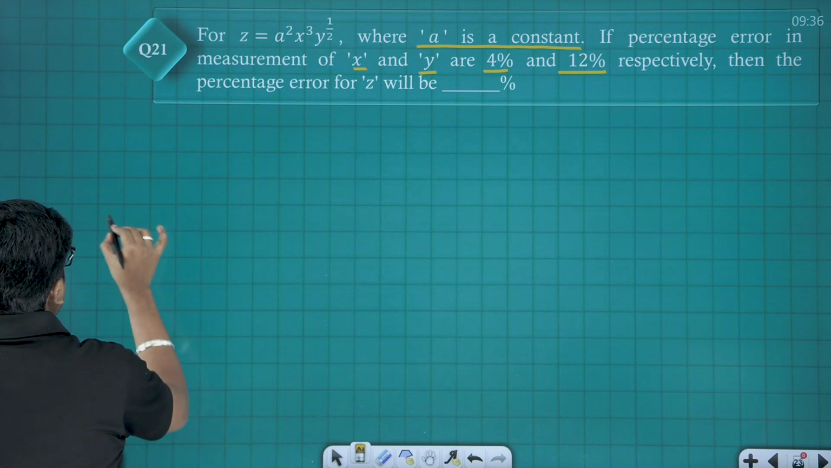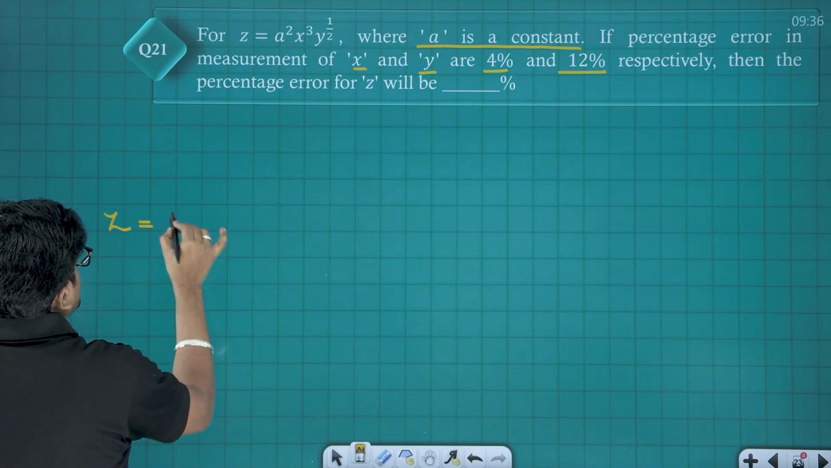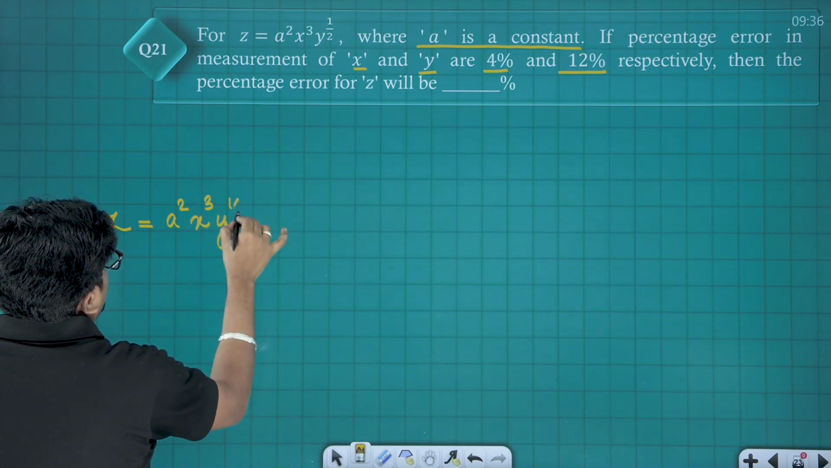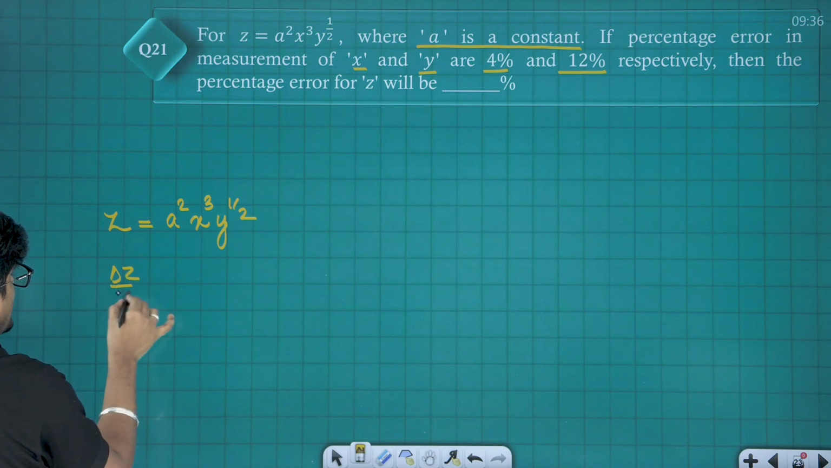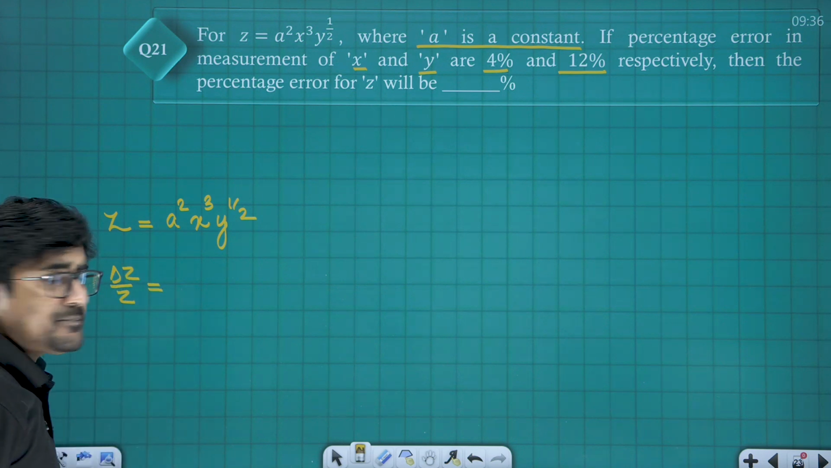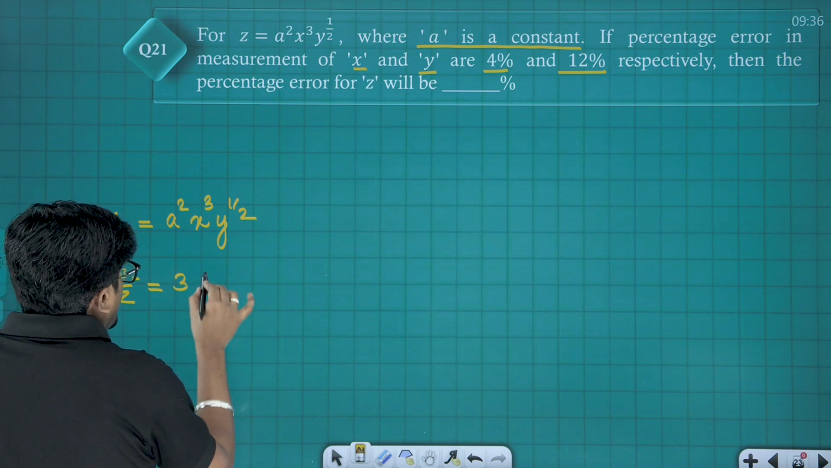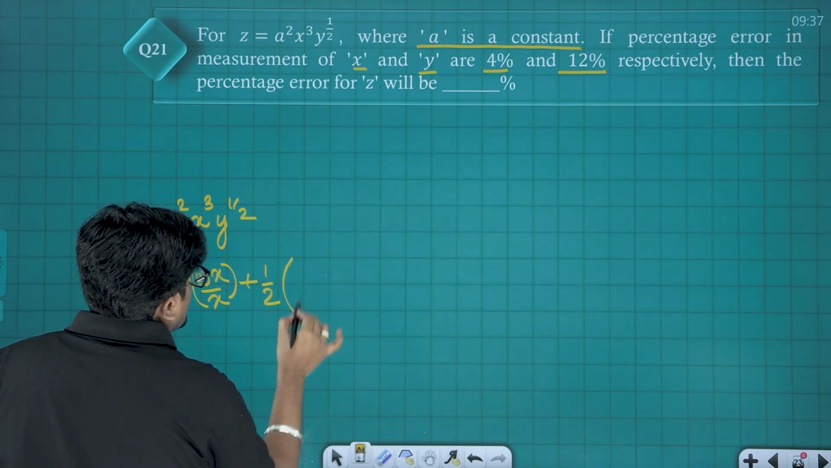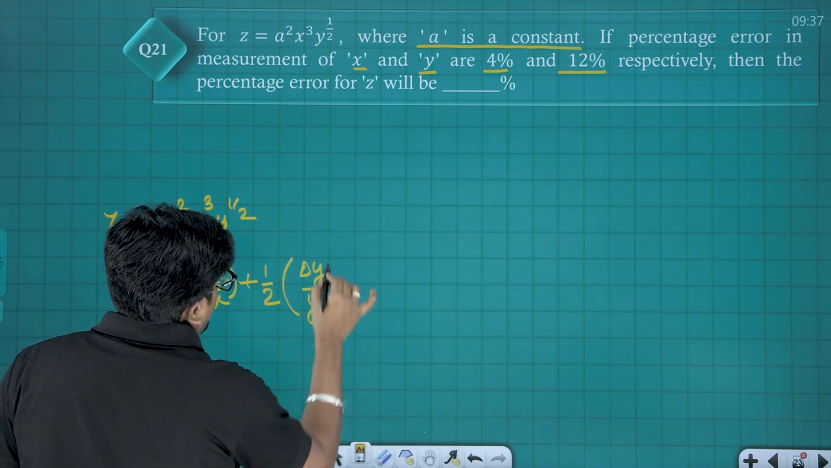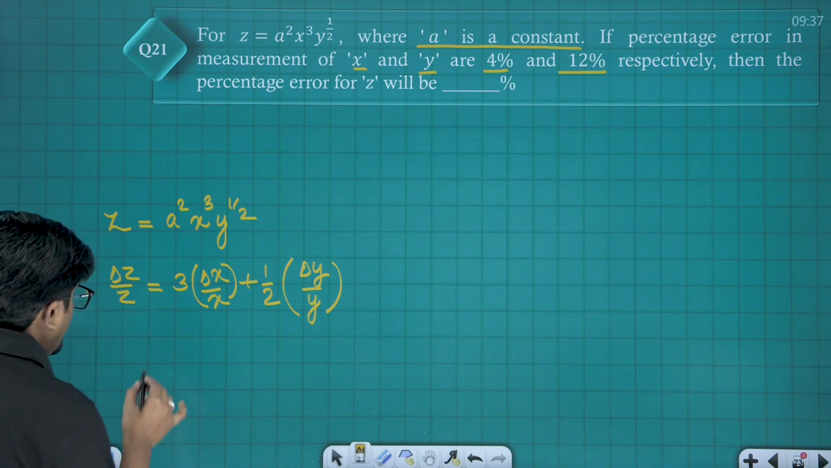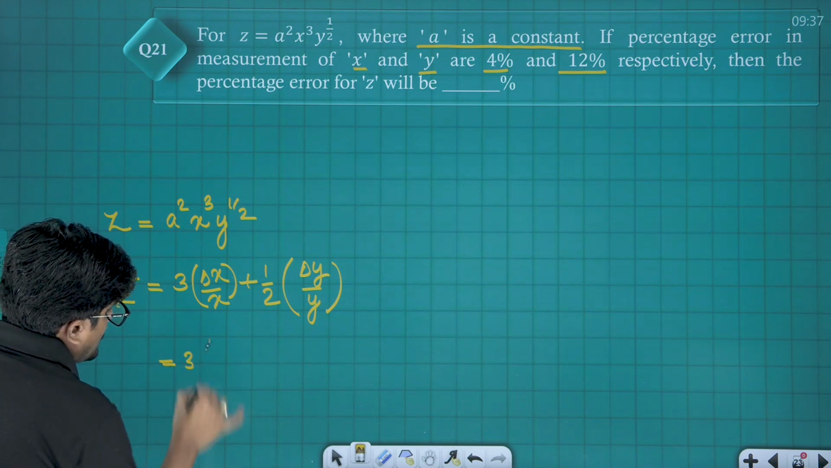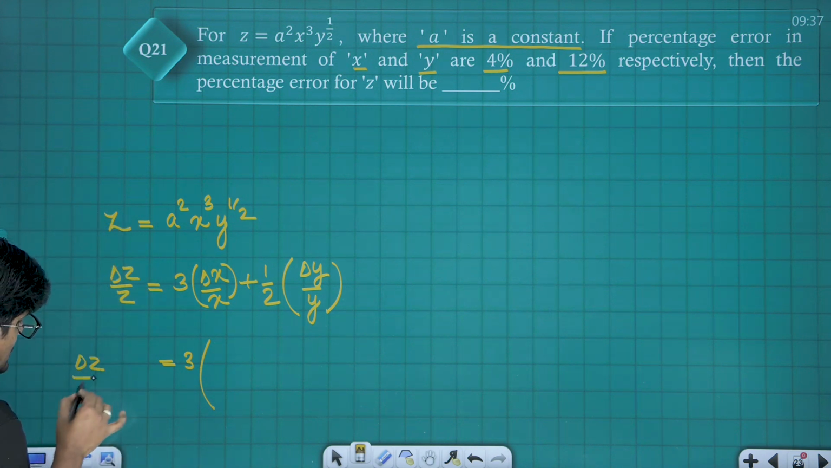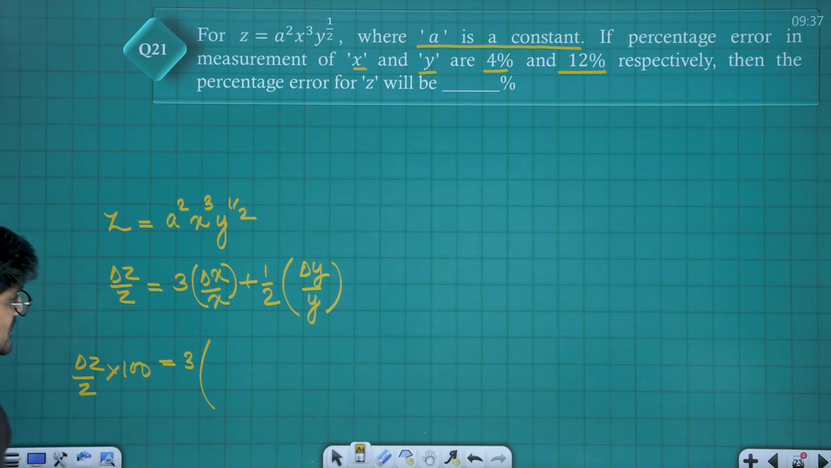So we have the expression for z as z equals (a square plus x cube y) raised to 1 by 2, which means delta z by z needs to be 3 times delta x by x plus 1 by 2 times delta y by y. That should be the relation. And if I consider this as percentage change, then this needs to be delta z by z into 100, then this is going to be the percentage change.